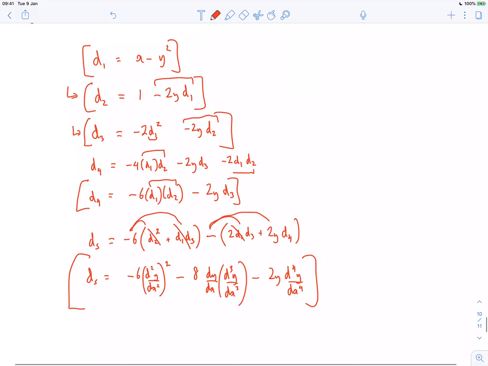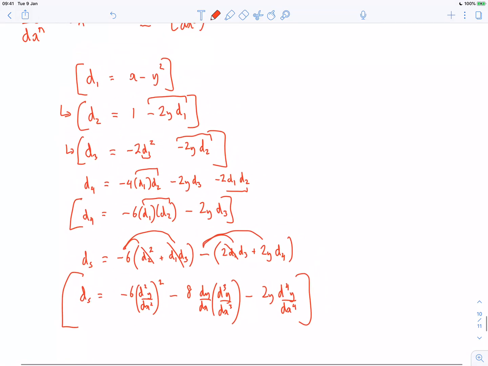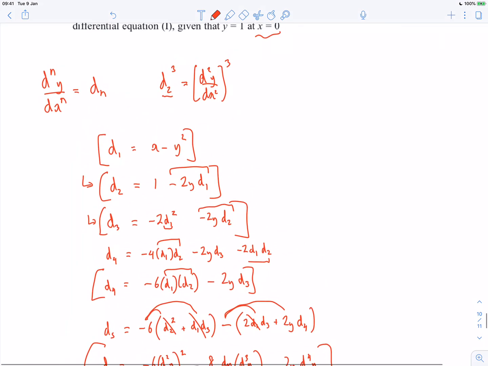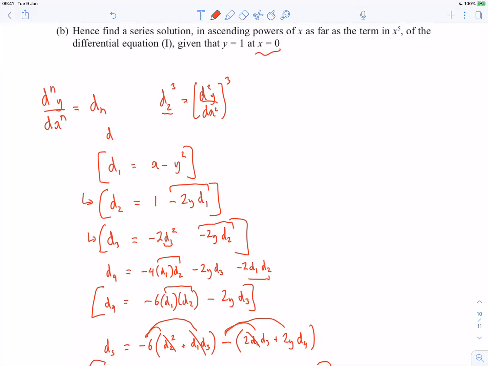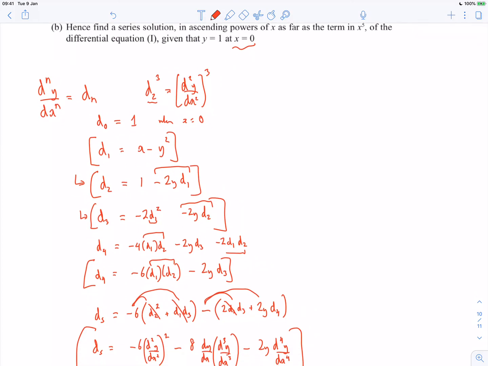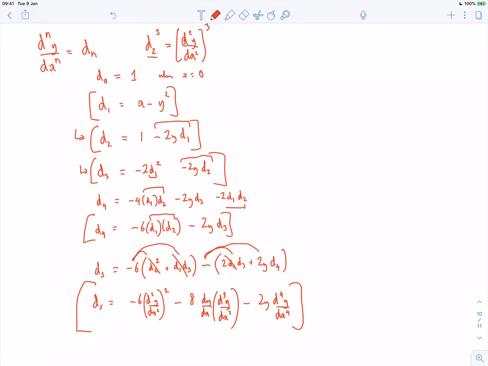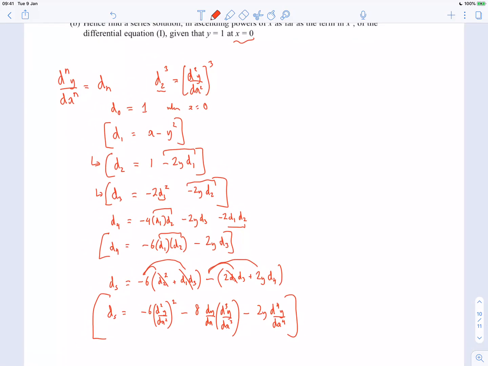Right. Okay. So another way of writing it is that d0, which is just y, equals 1 when x equals 0. So really, I need to know what all these derivatives are when x is 0 and y is 1. So let's do that. When x is 0, y is 1, d1 is 0 minus 1 squared, so that's minus 1. Okay, second derivative.